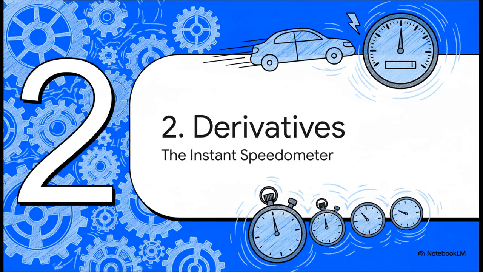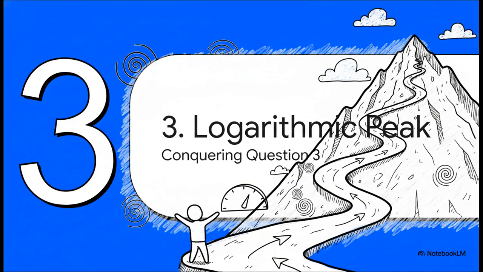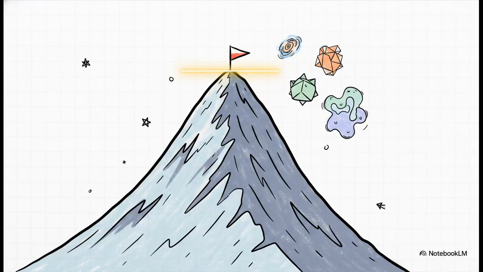Moving on to part two, derivatives, the instant speedometer. And straight into part three, conquering the logarithmic peak. All right, imagine you're standing right at the base of a massive mountain trail. Our first real challenge from the exam paper, question 3, asks us to evaluate the function y equals the natural log of x divided by x to the power of 4.